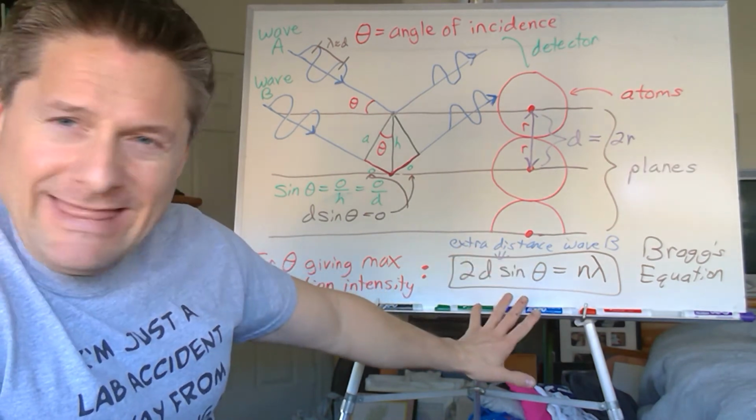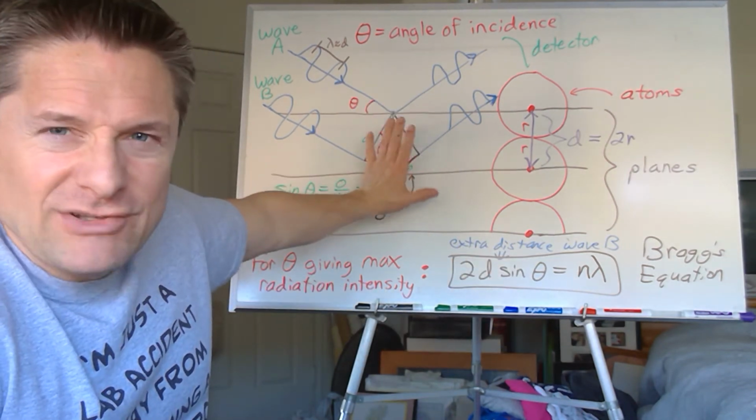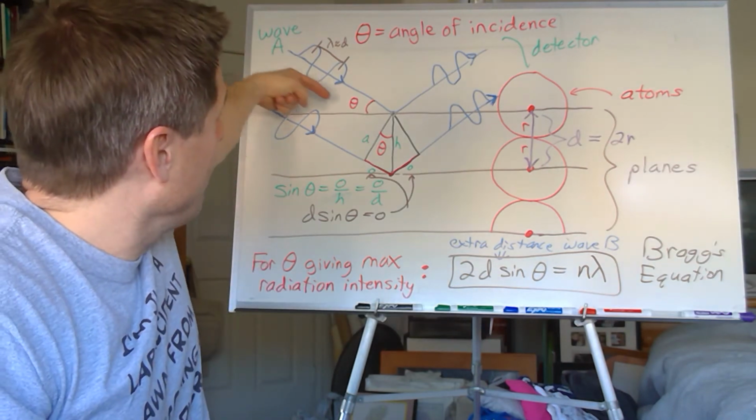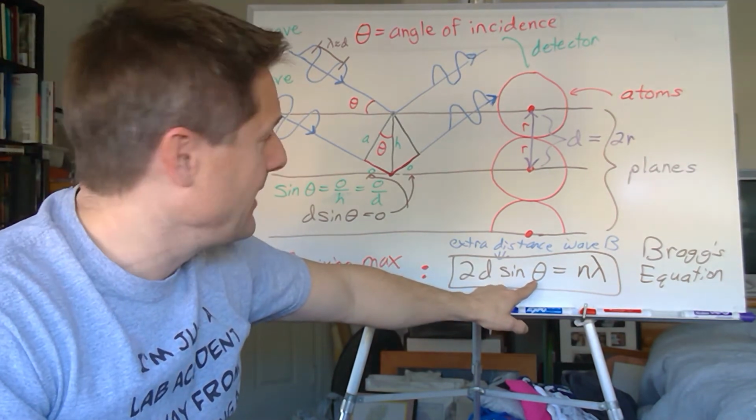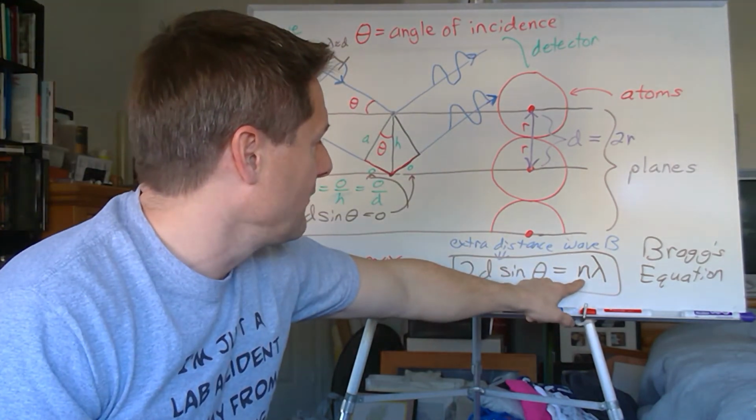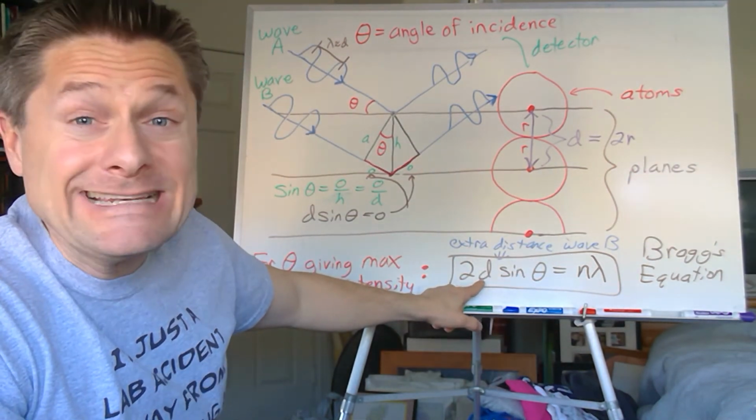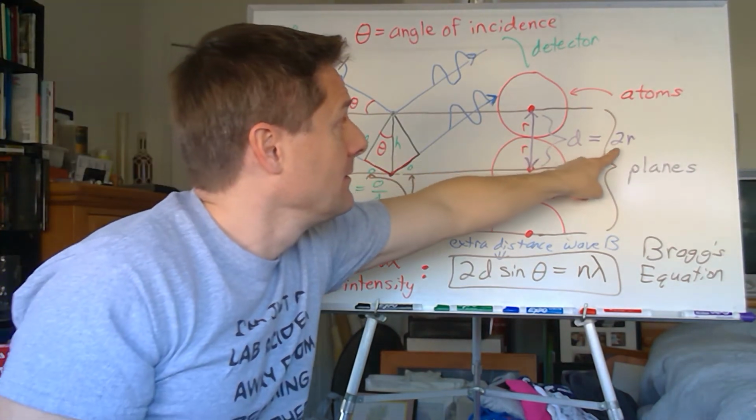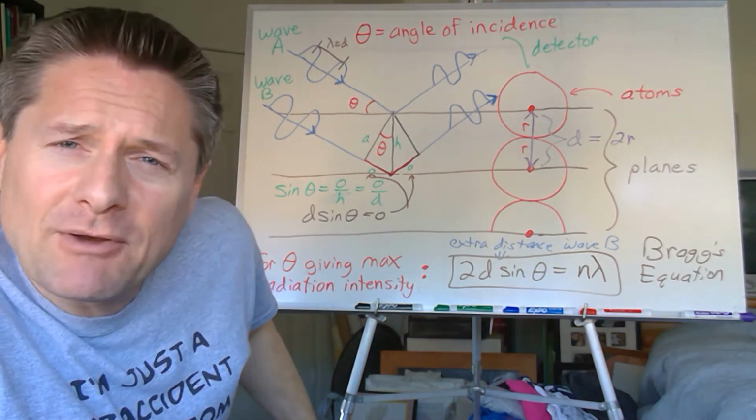And so given this, and again, you don't have to understand all of this to be able to apply the equation. If I give you the angle of incidence, theta, the wavelength of the X-rays, and the diffraction order, you could calculate d. And once you have d, just divide that by 2 and you've got the atomic radius.